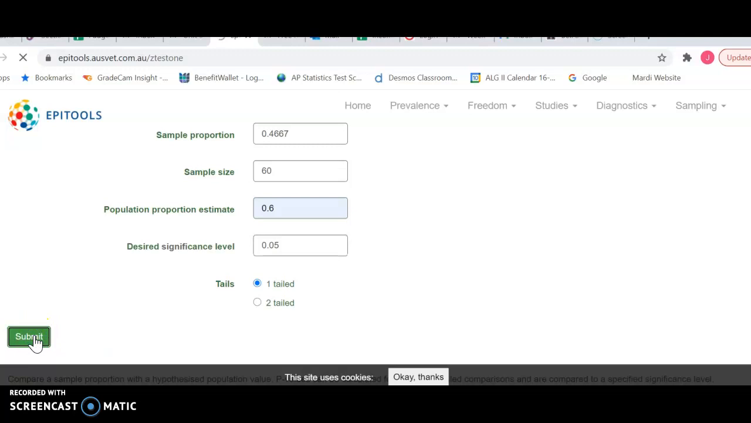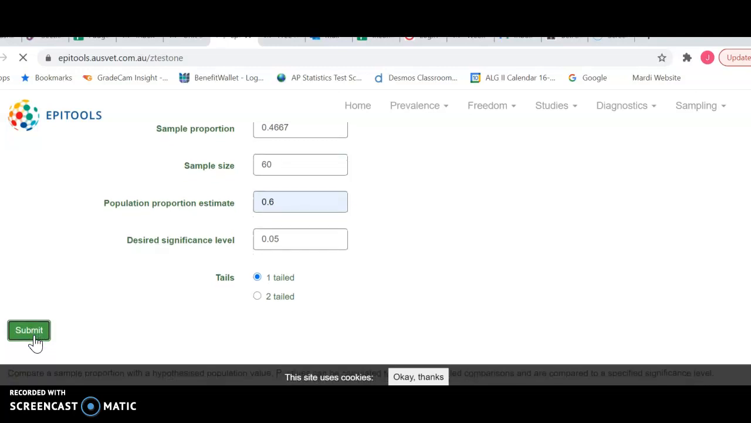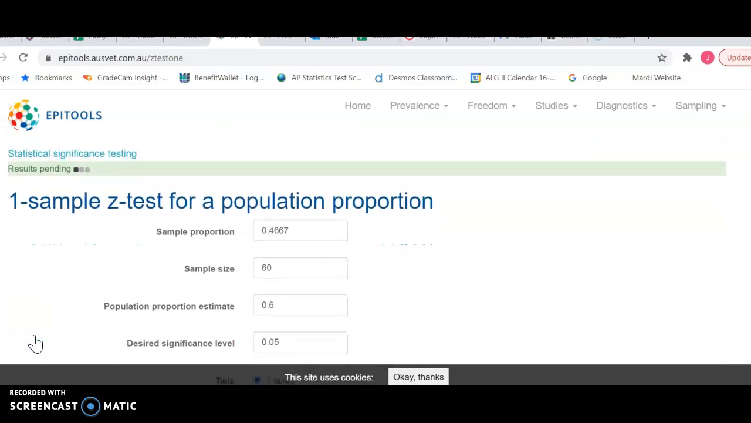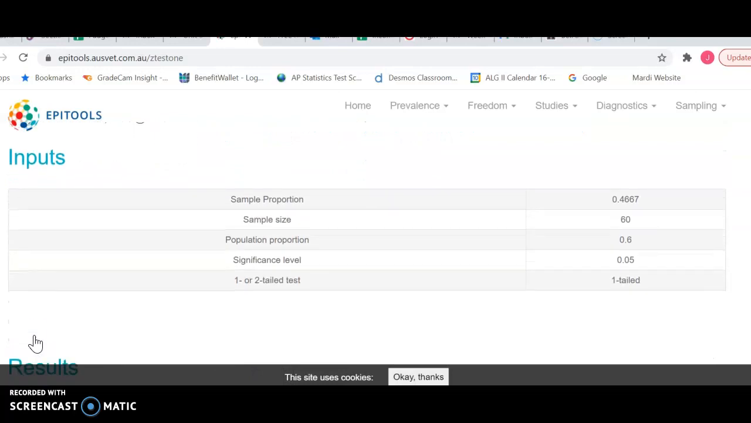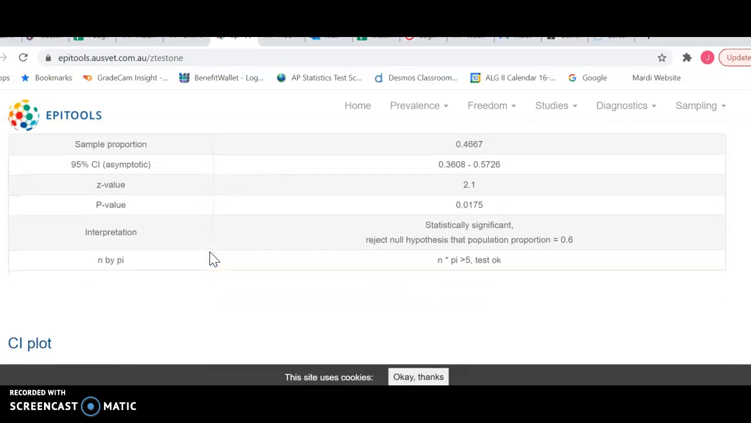And one thing that you're going to notice, it takes a second for this site, this EpiTools Z-Test. Okay, so those are all of our inputs, and then here's our output.